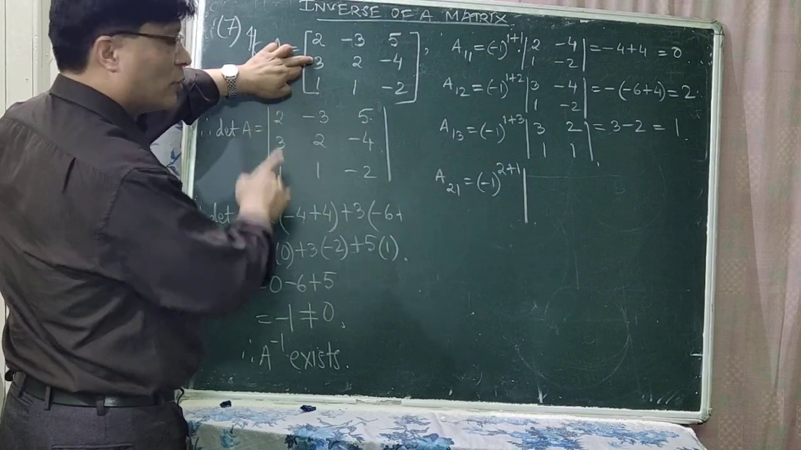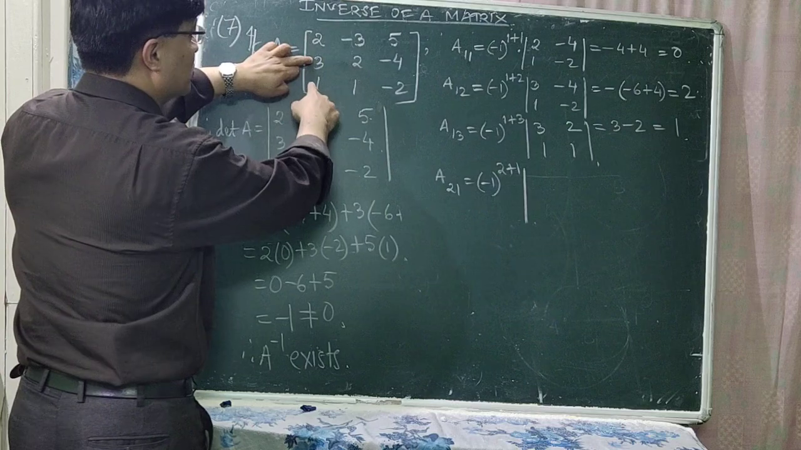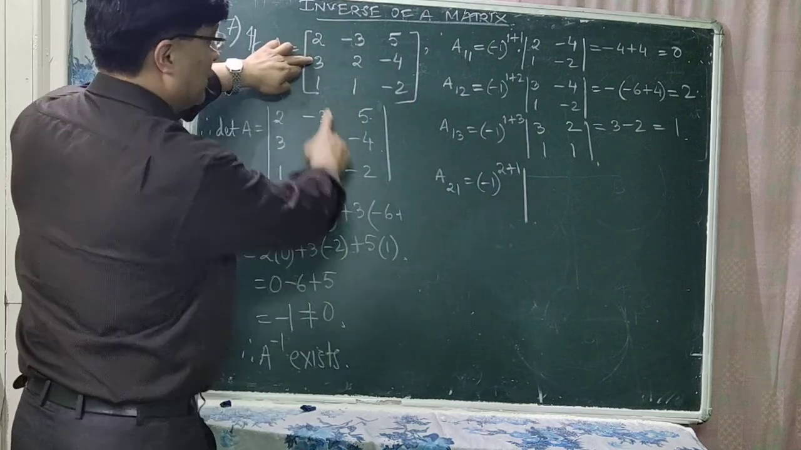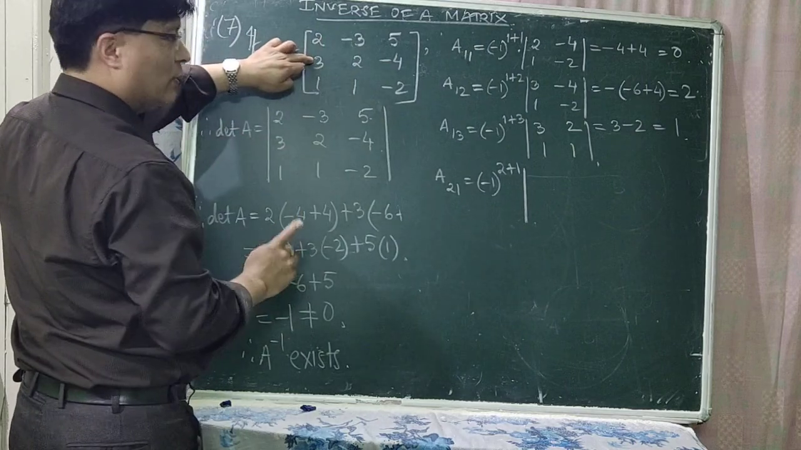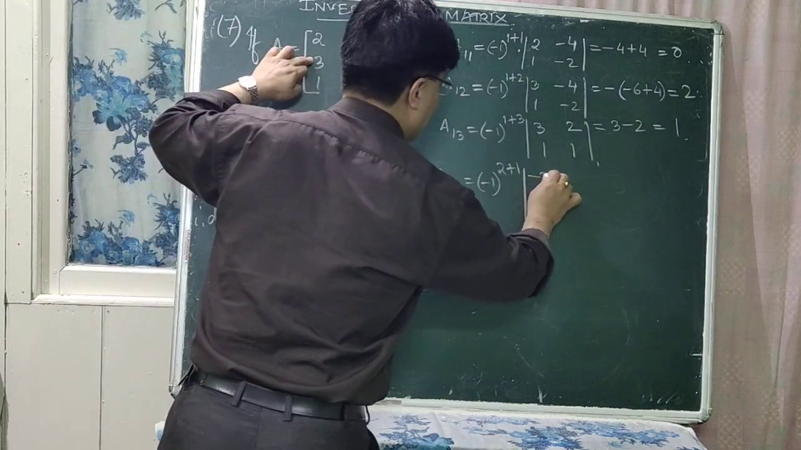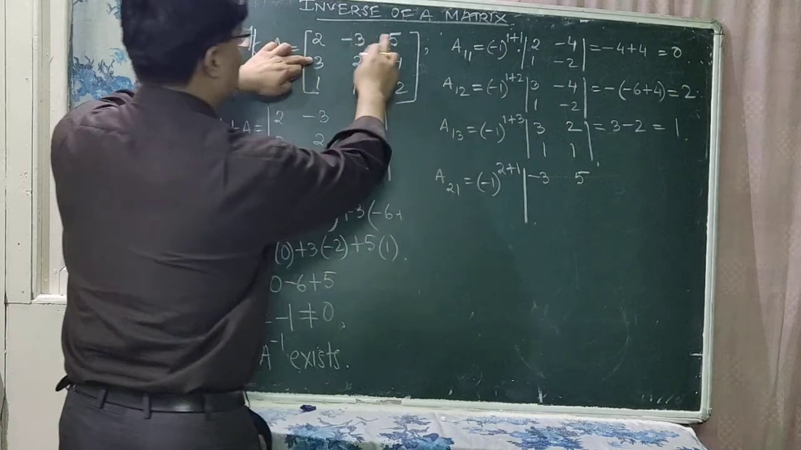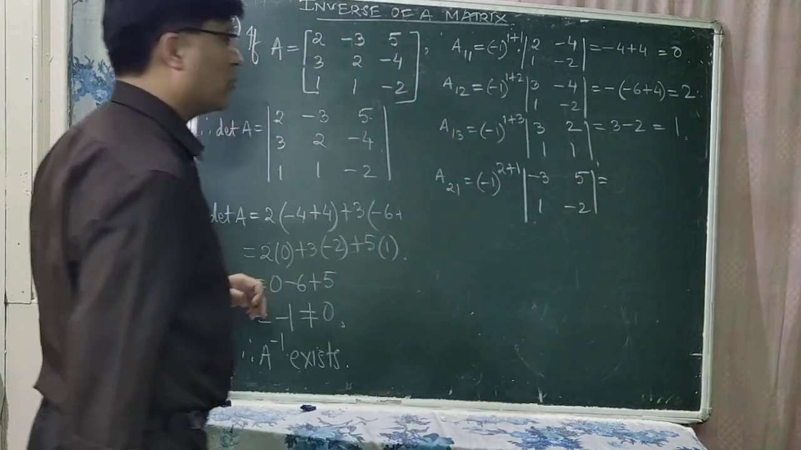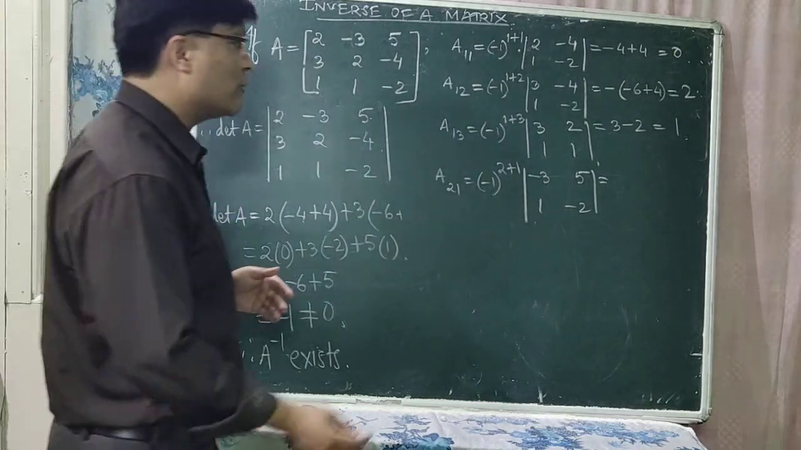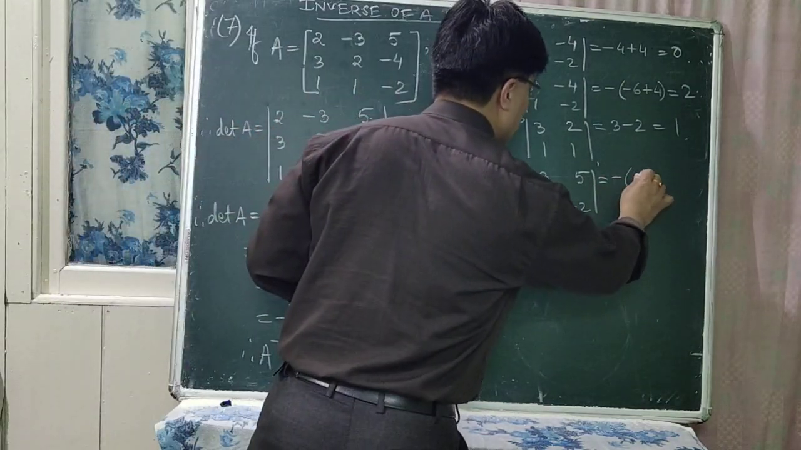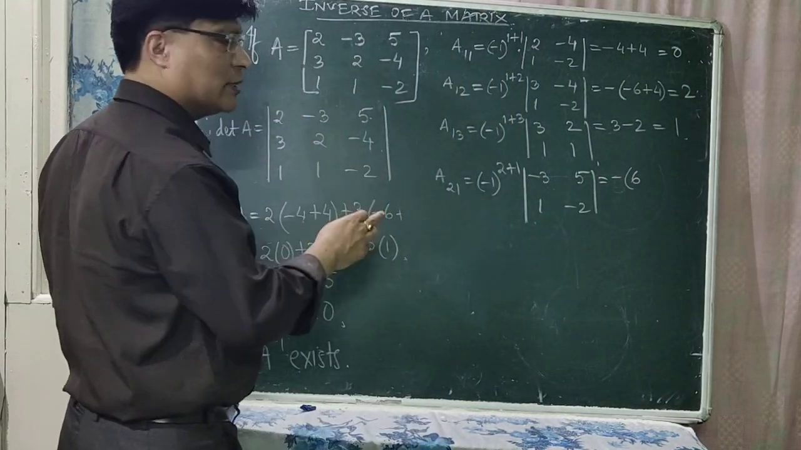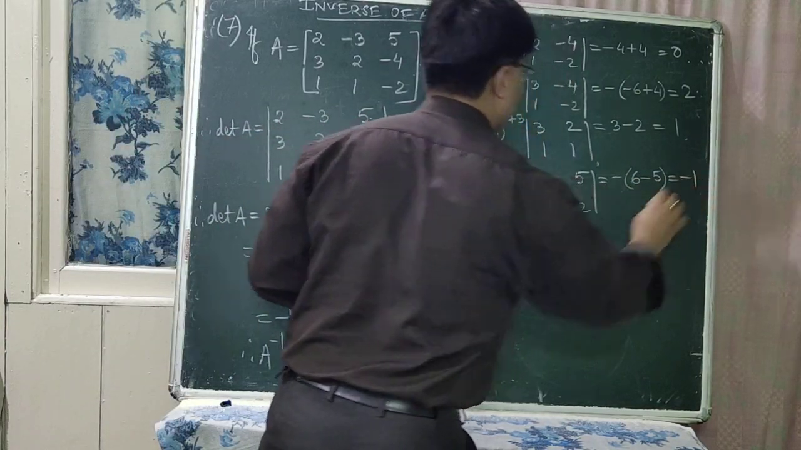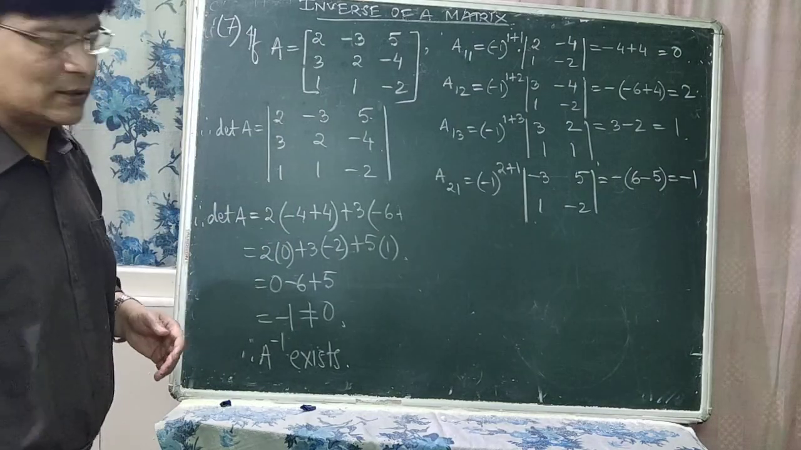Now, delete the row and the column through the element 3. Second row and first column are deleted. What remains? Minus 3, 5. Then 1 minus 2. Right? Which is equal to, what is minus 1 to the power 2 plus 1? It is minus. So within the bracket, minus into minus plus 6 minus 5, which is equal to minus 1. You know how to expand it, isn't it?